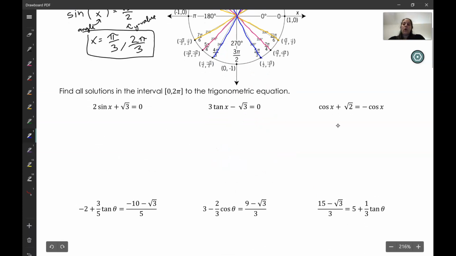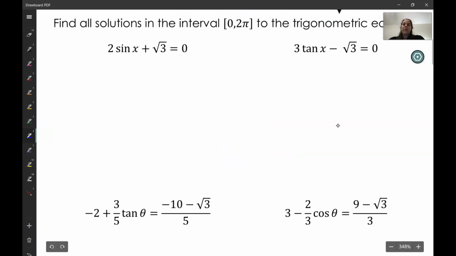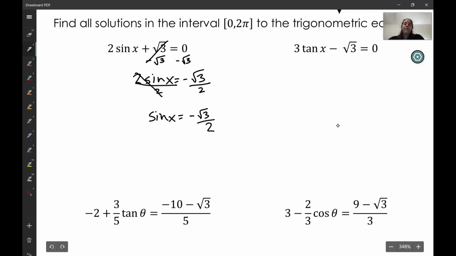Let's try some harder problems. So let's start right here. This is still a classic solve for x problem. So I'm going to get rid of this root 3 first by subtracting. So I have 2 sine x equals negative root 3. Then I can divide by 2. So I get sine x equals negative root 3 over 2.